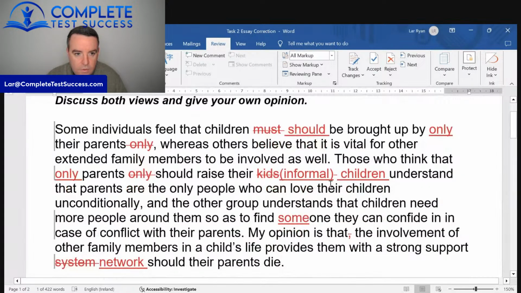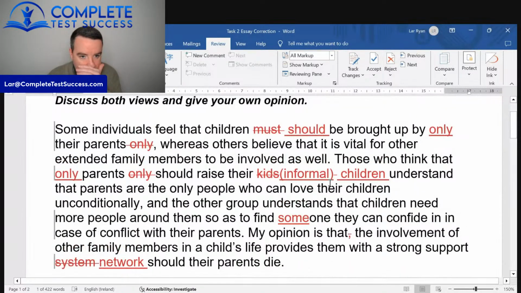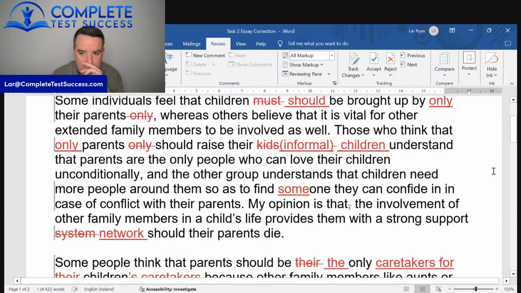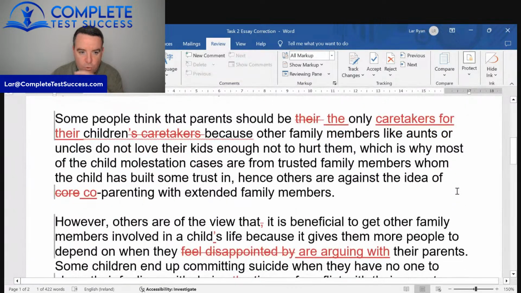Vocabulary, so lexical resource. We had the informal word kids instead of children, and that came up, I think, 3 times or 4 times. Not too big a deal, to be honest. And then few little mistakes like support system instead of support network. Core parenting instead of co-parenting is just a spelling mistake.